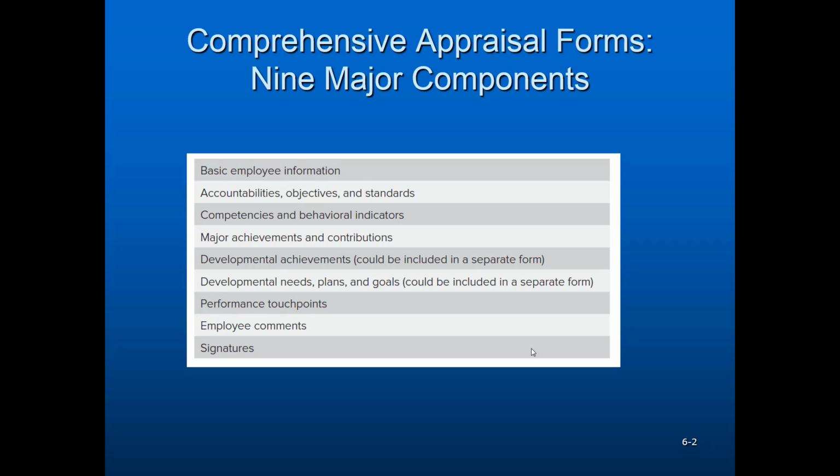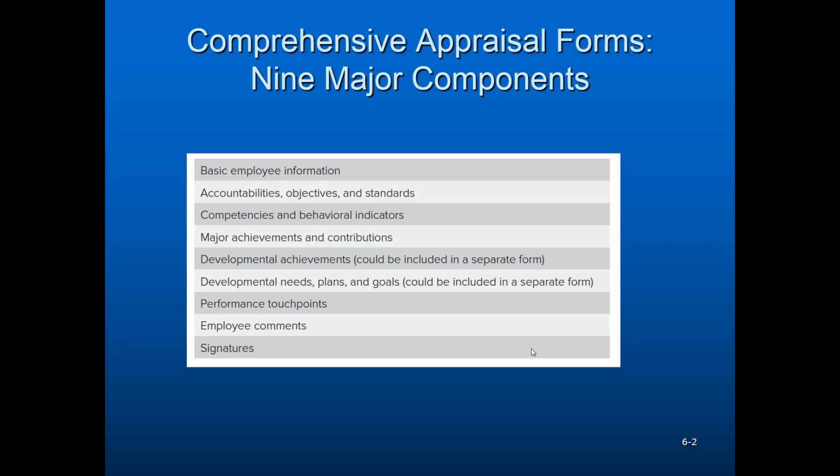Now, performance touch points refers to the fact that you might have multiple people involved in evaluating a person. So you might, for instance, include customer feedback or internal customers or peers, or the person that you're evaluating might have subordinates. And so we might be getting evaluation information from various touch points.